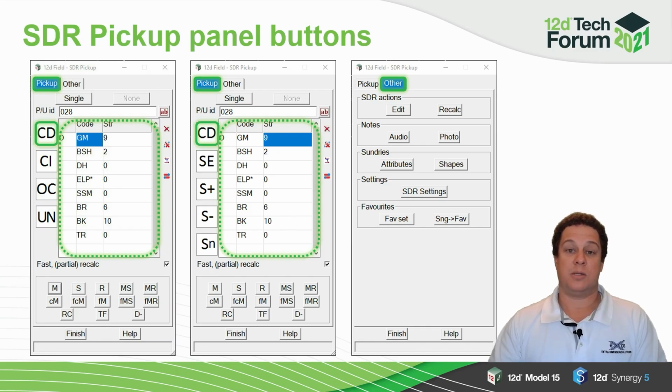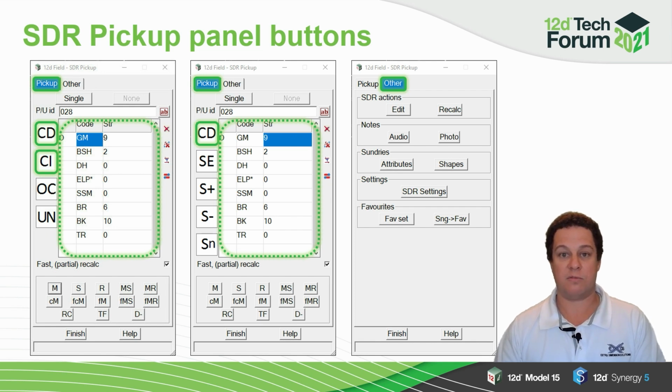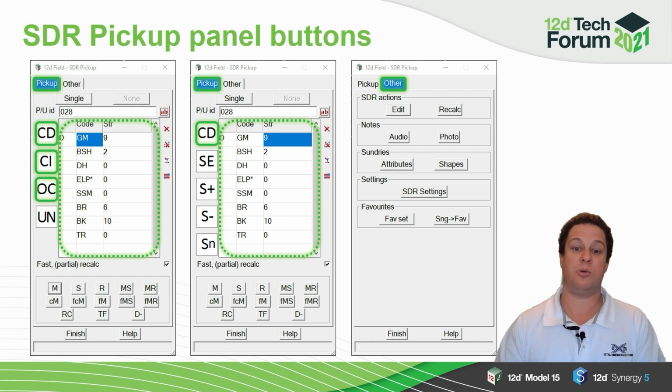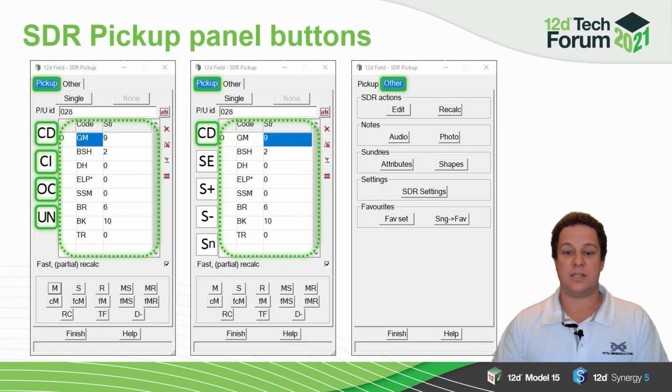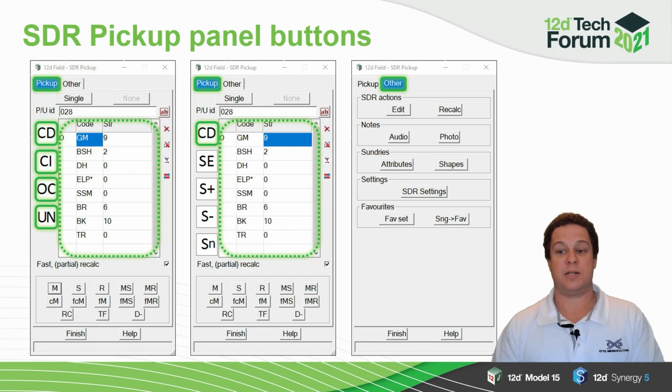CD will bring up the opcode selection panel. CI will display the code information that's been specified in the 12D Field Codes file for that code. OC will bring up the opcode selection panel, and UN will undo the last stored shot. If you select a string number in the grid, you'll be presented with some extra buttons to control string functionality.